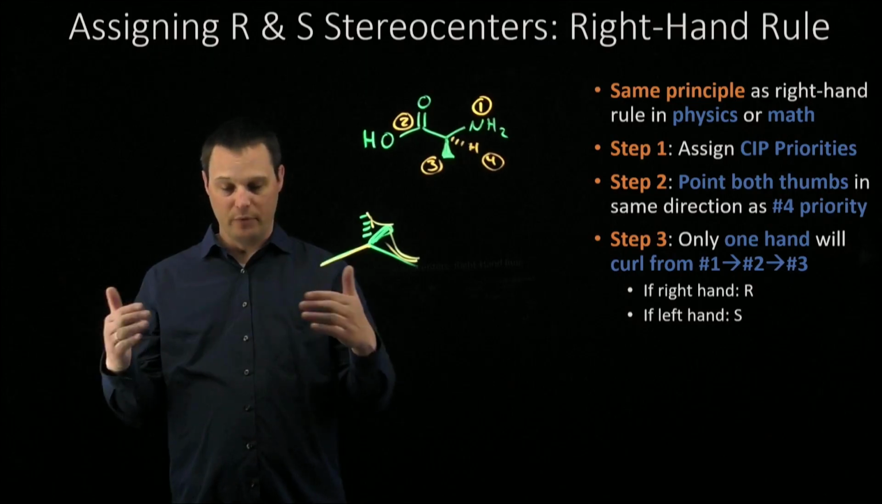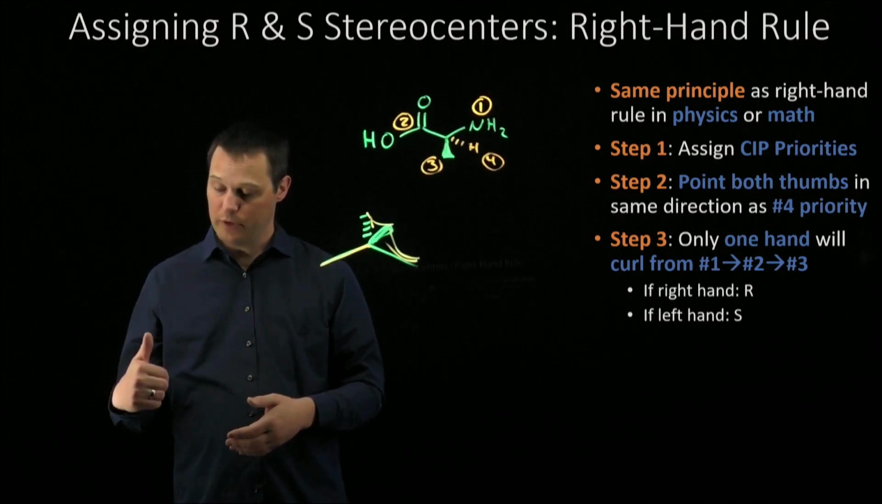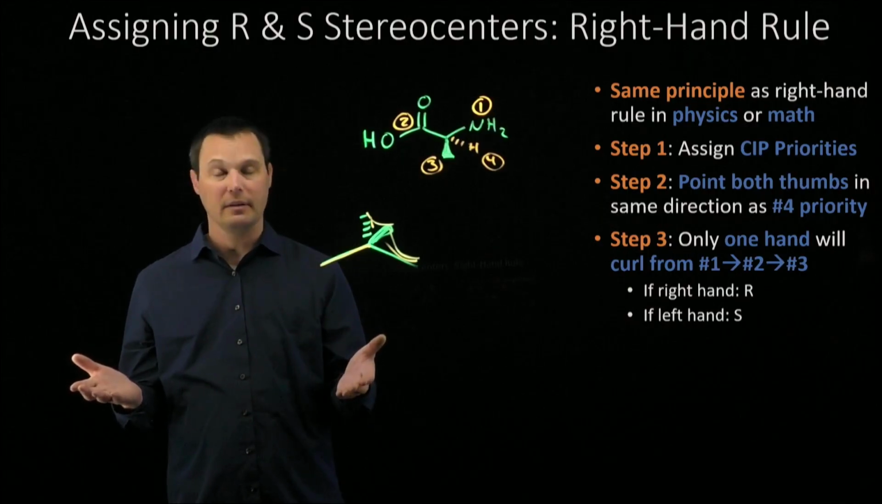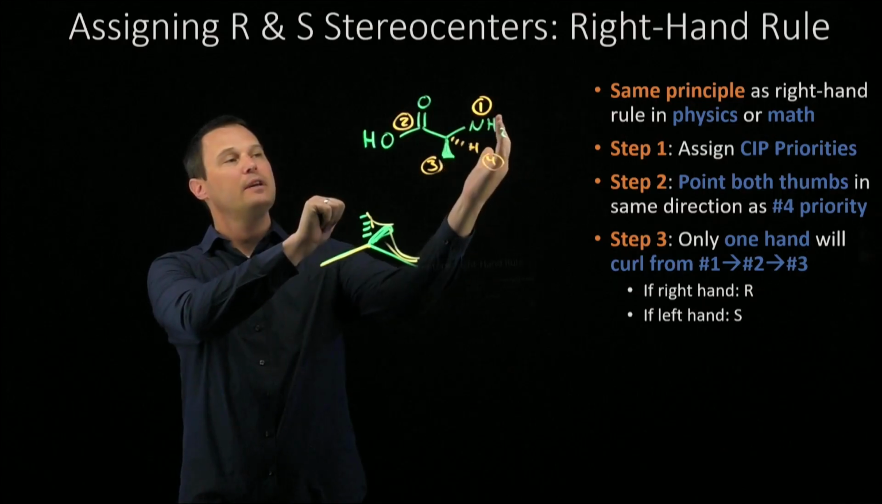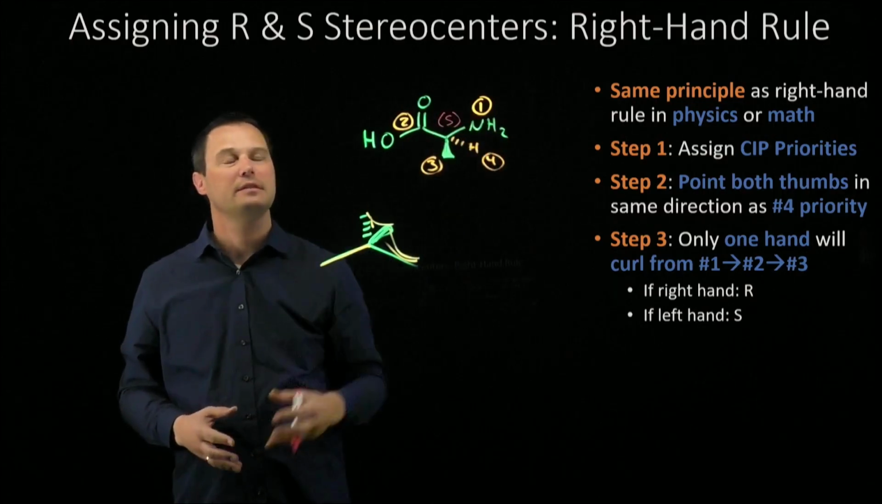Whichever hand wraps from 1 to 2 to 3, that tells you the stereochemistry. If it's your right hand that wraps from 1 to 2 to 3, with your thumb pointed towards 4, it's an R stereocenter. If it's your left hand, an S stereocenter. For this molecule, with my thumb pointed towards 4, it's my left hand that wraps from 1 to 2 to 3. That makes this stereocenter an S stereocenter.